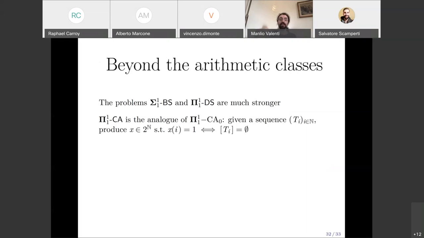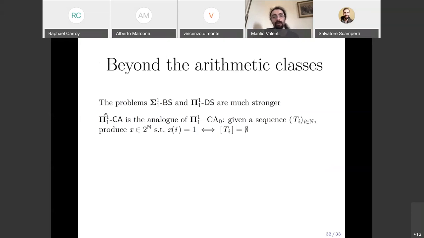consider an even stronger problem, like Sigma 1-1-DS or Pi 1-1-DS, right? In fact, it turns out that they are much stronger, and they happen to be, if you want, at the level of Pi 1-1 comprehension. So let me introduce this problem here, Pi 1-1 comprehension. I already somewhat introduced this problem, even if I wrote it as the parallelization of the characteristic function of well-founded trees, right? That's essentially what's written here.